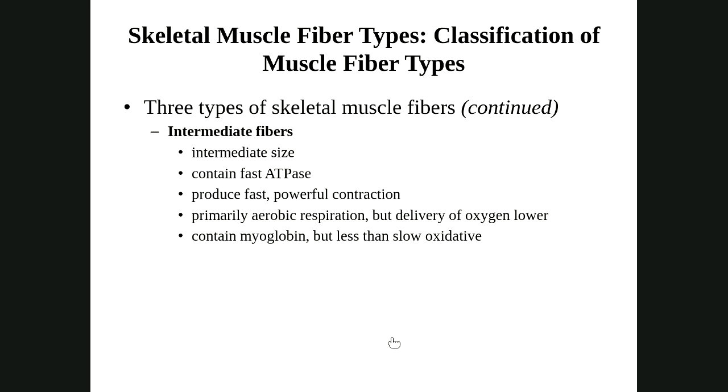Intermediate fibers are in between, produce a fast, powerful contraction, mainly aerobic, but they contain some myoglobin. And so as a result, they don't produce as powerful a contraction as fast twitch, but they produce longer, more sustainable contractions because they can store extra oxygen. So it's kind of in between both, a little bit of power, a little bit of endurance.